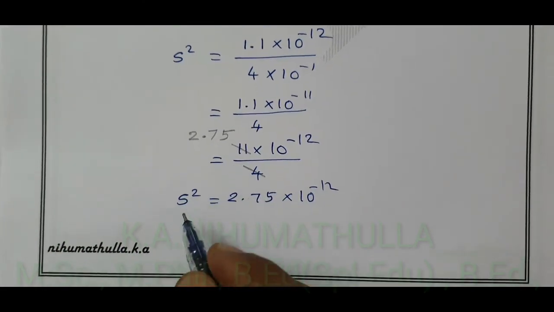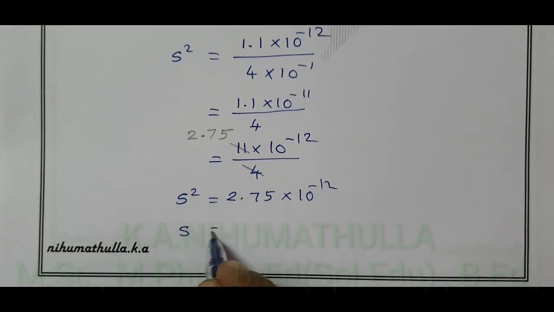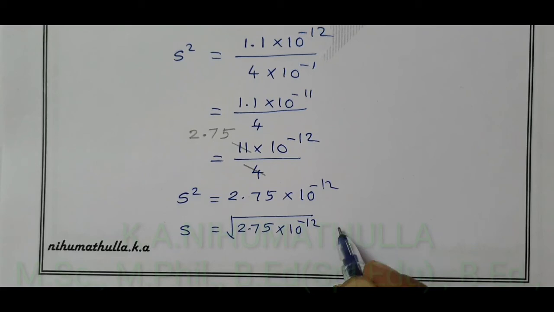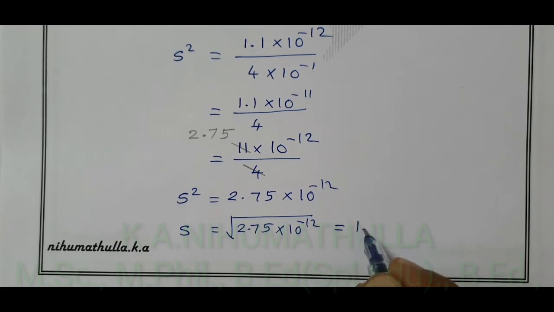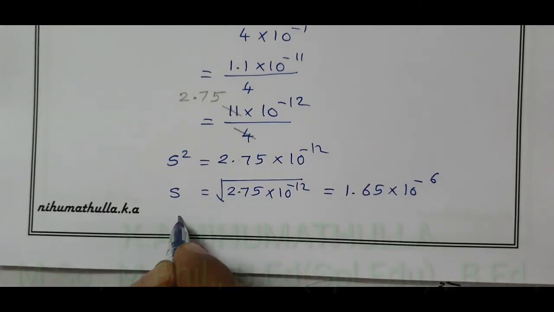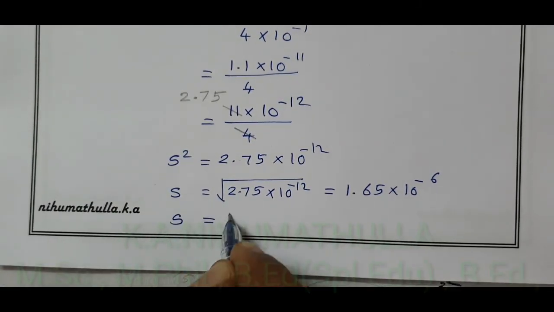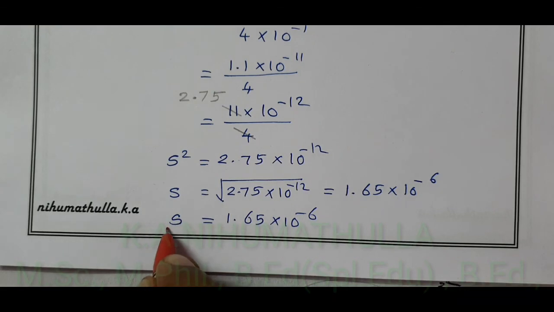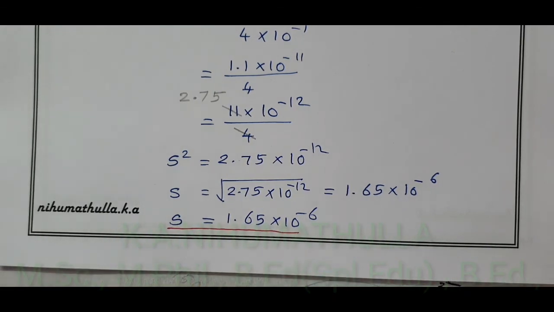S equals root of 2.75 into 10 power minus 12, that is equal to 1.65 into 10 power minus 6. So what is the answer? Yes, molar solubility equals 1.65 into 10 power minus 6. This is the final answer. So now we have calculated the molar solubility from solubility product value.